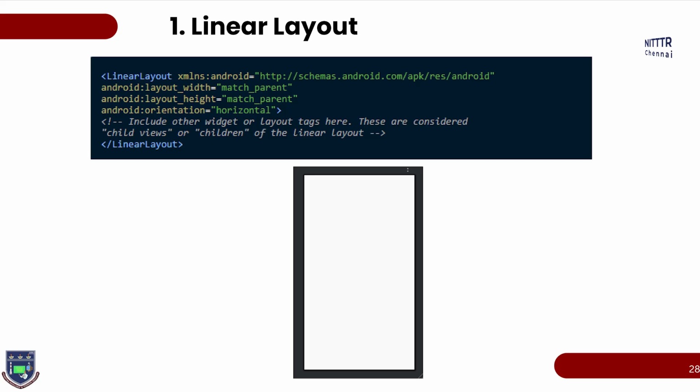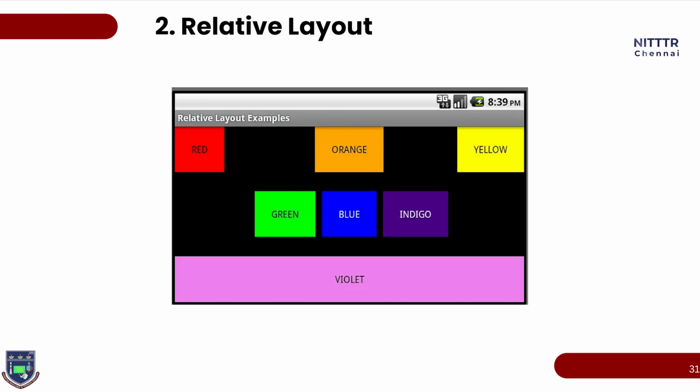So first we'll see the linear layout. This view group aligns all of its children in a single direction, either vertically or horizontally. The android:orientation attribute specifies the layout direction, and setting the android:orientation helps specify if the child views are displayed in a row or column format. Okay.